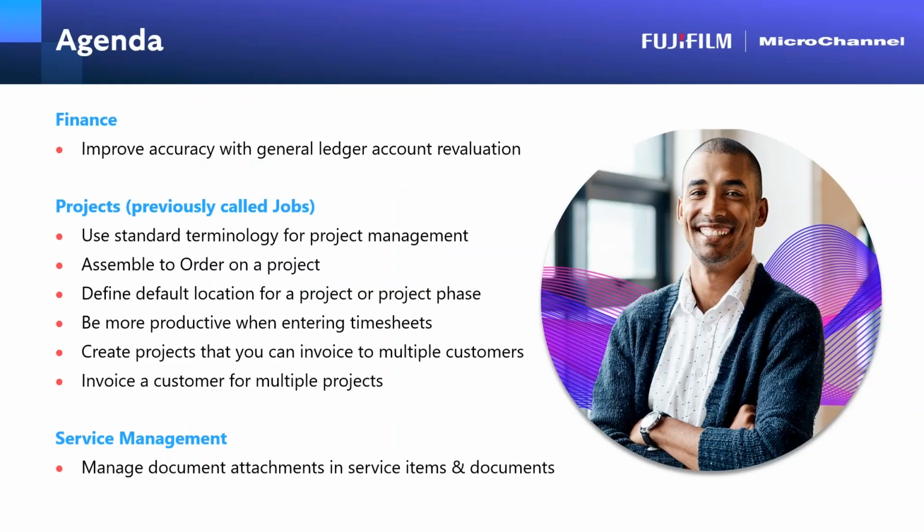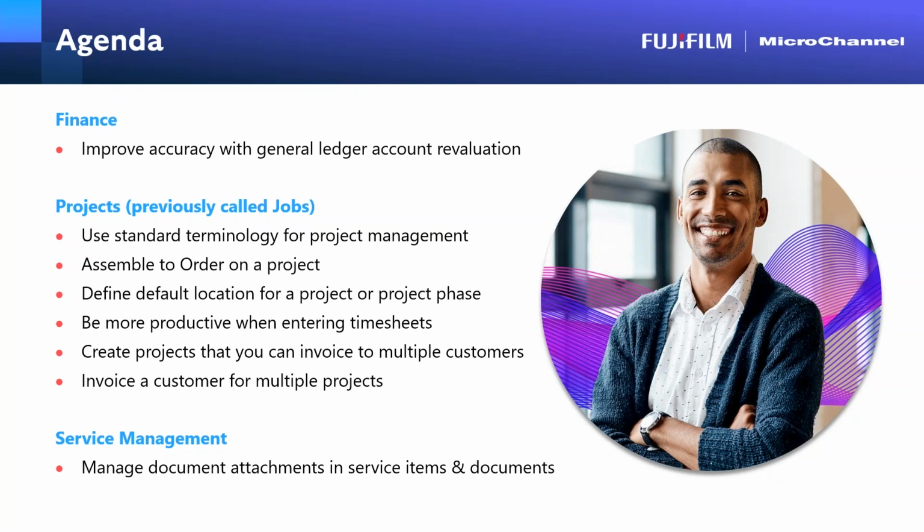From the finance side, we're going to look at the new general ledger account revaluation, which just means you're now able to revalue general ledger transactions. One of the big changes has been projects, previously called jobs within Business Central. Again, this is how they've changed all the terminology. We can now use assemble to order items on the project. You can now have default locations and bins for a project or a particular part of a project.